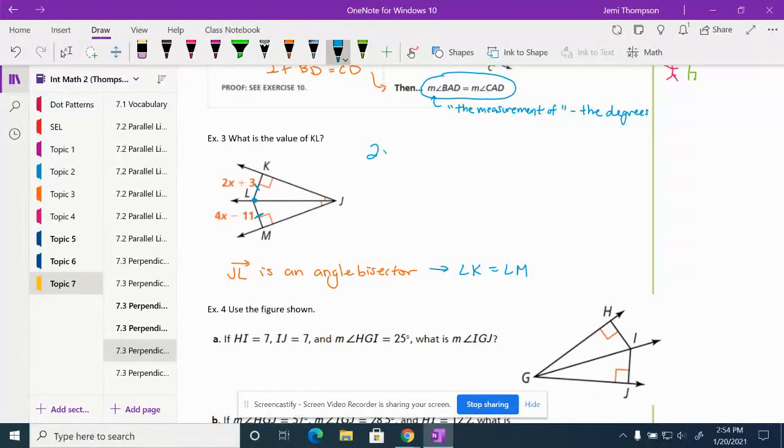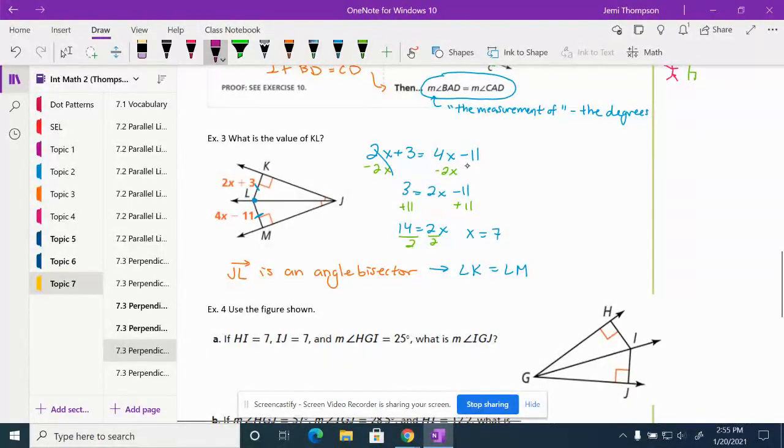Well, from there, I can set those two expressions equal to each other and solve for x. When solving for x, I want to move my smaller x when possible. Get x by itself, add 11 to both sides. Have 14 is equal to 2x. I get x to 7.